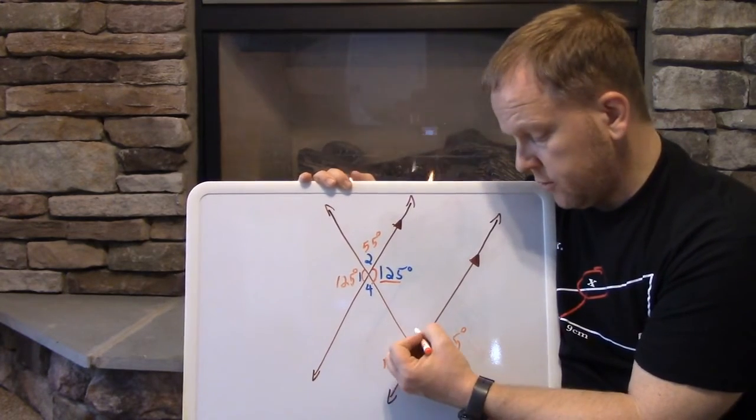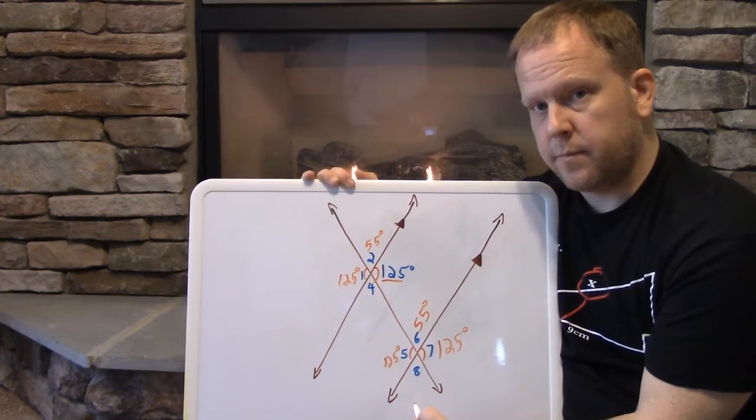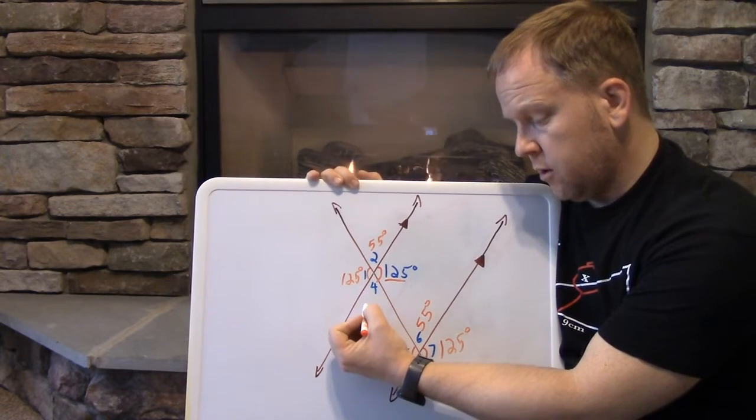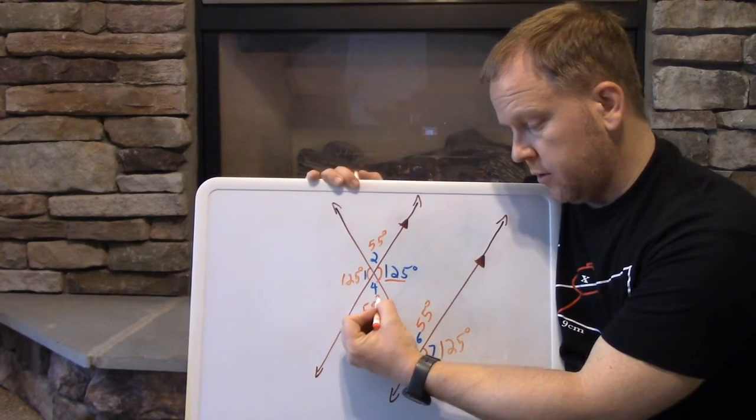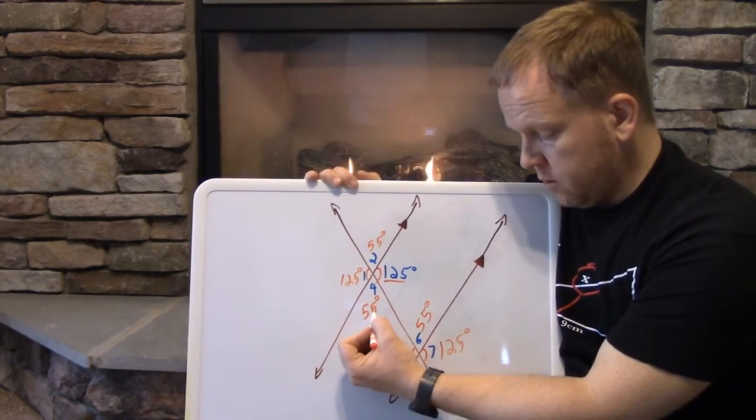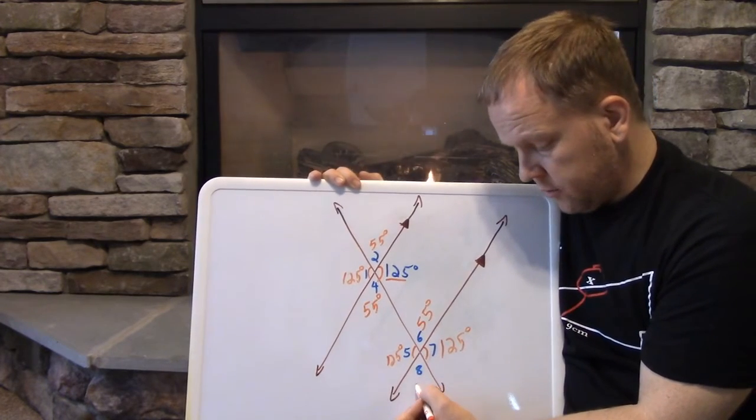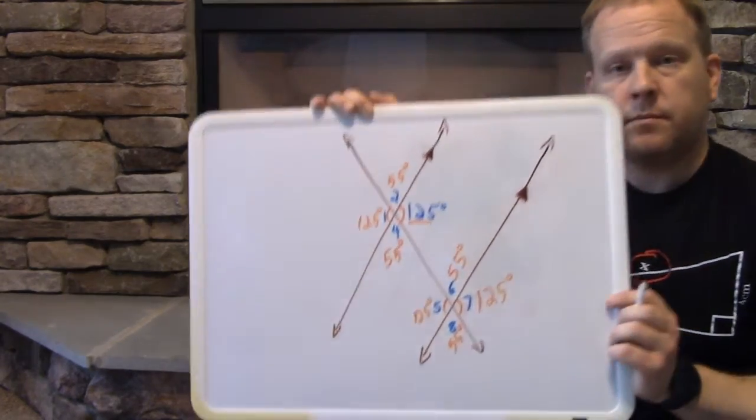So angle 6 is also 55 degrees. Angle 6 is alternate interior to angle 4, so angle 4 is 55 degrees. And angle 4 corresponds to angle 8. So angle 8 is also 55 degrees.